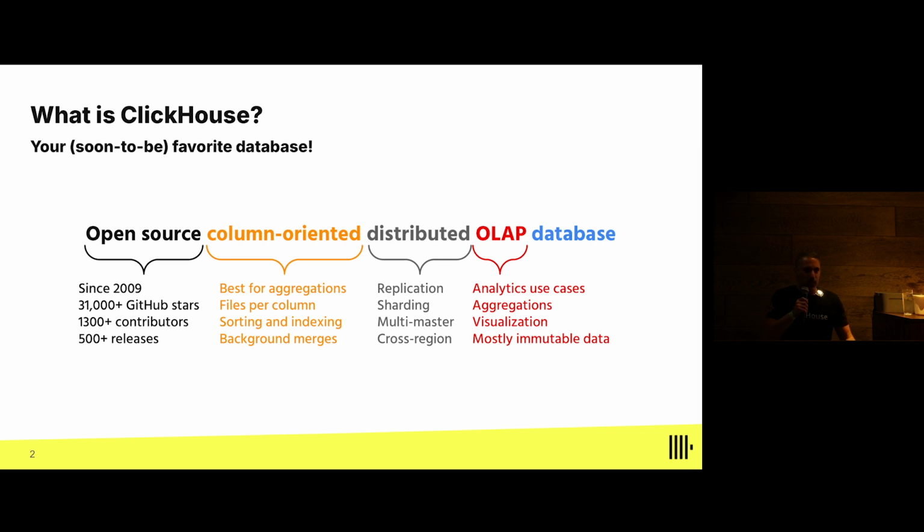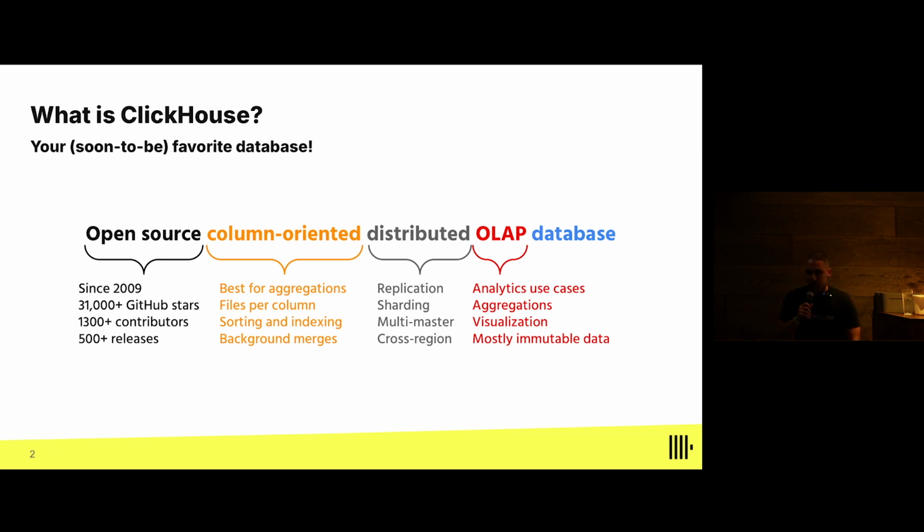So ClickHouse is an open source database. It's been around since around 2016. It's one of the fastest growing open source databases. This is an older slide. I think there's around 60,000 GitHub stars. There's lots of contributors, lots of releases that have just come through, and we'll talk about some of those today as well. But ultimately, ClickHouse is a column-orientated database.